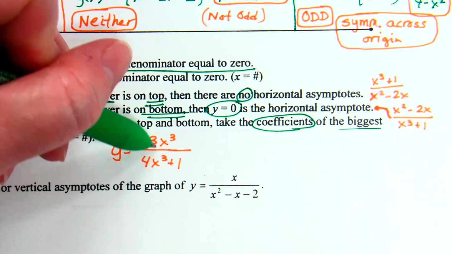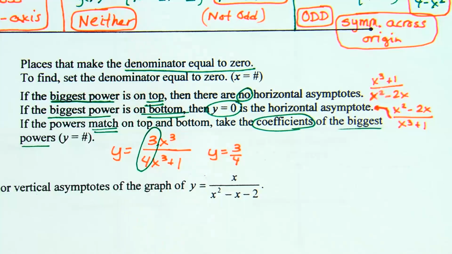Now, our example for this section: determine any horizontal or vertical asymptotes of the given graph. Thoughts on where to start?